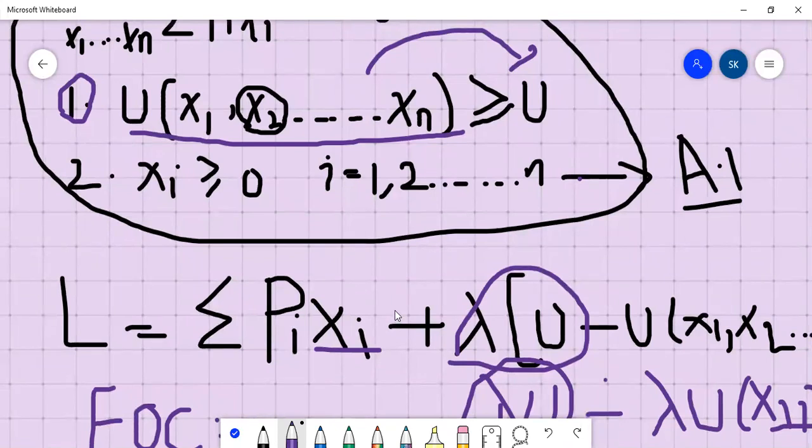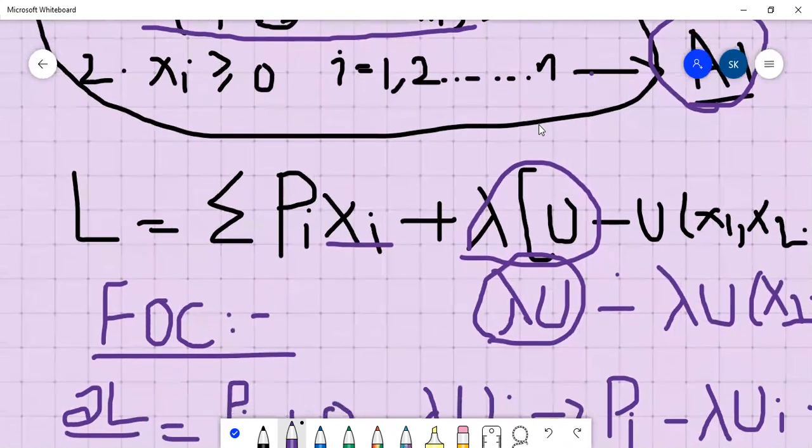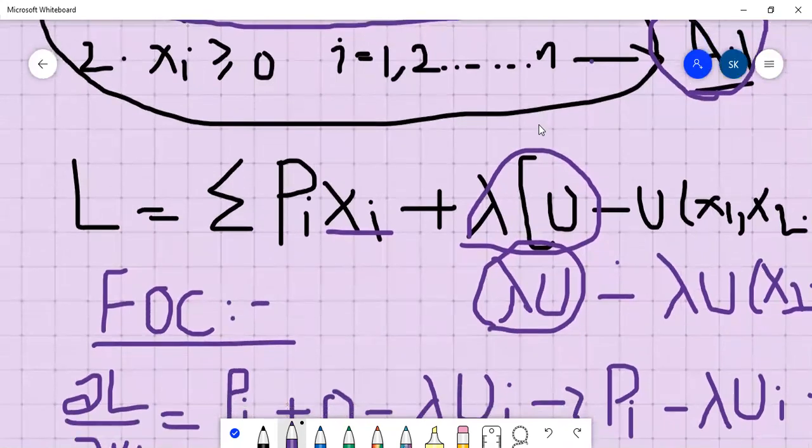Now, if all the prices are positive, then the condition in this A1 is satisfied. So therefore, all the prices should also be positive. Prices cannot be less than 0. They can be equal to 0, but they cannot be less than 0.